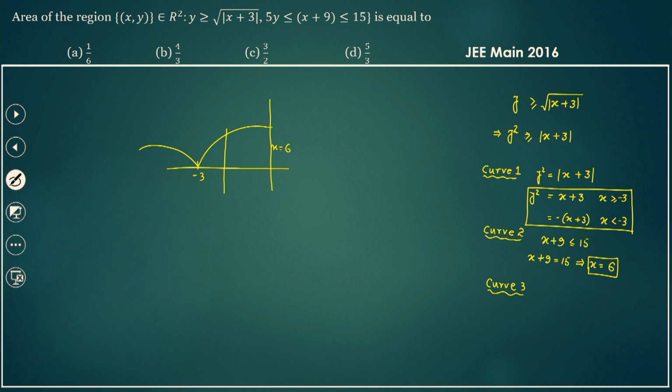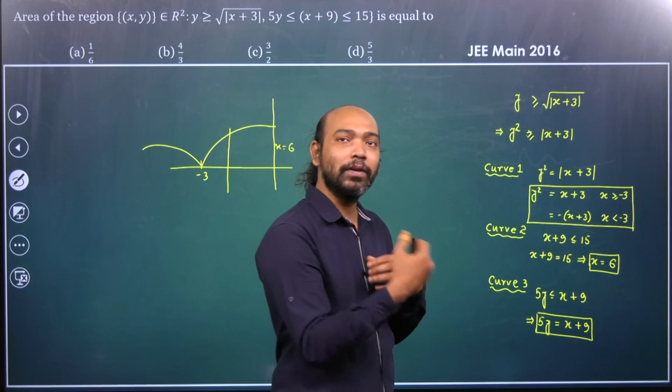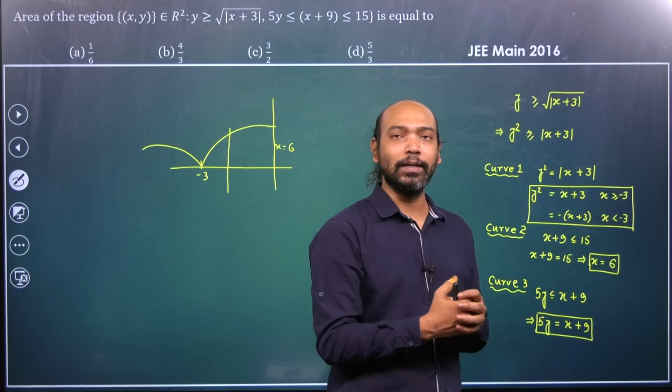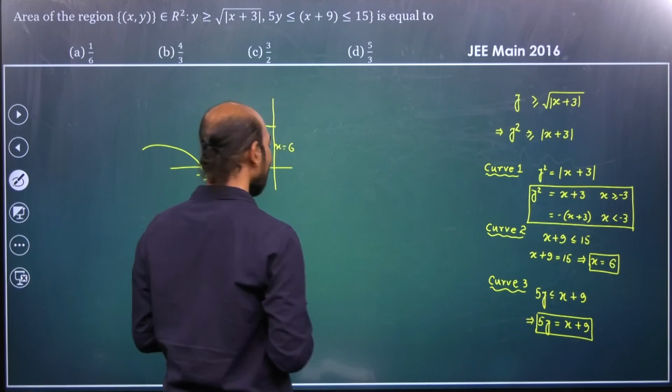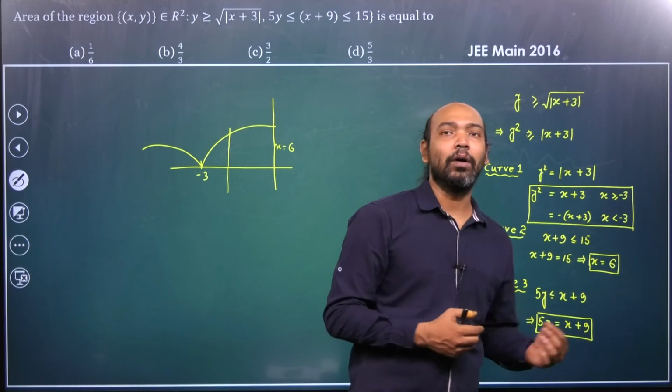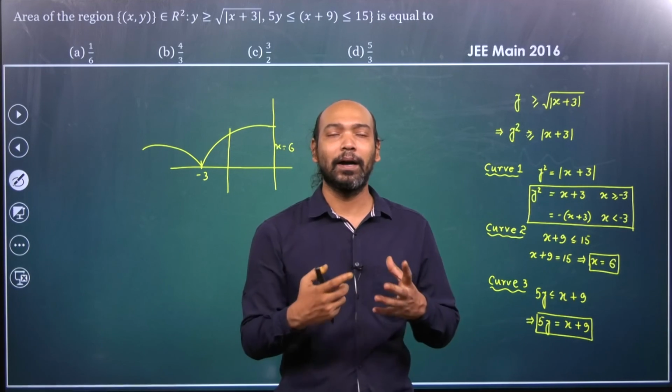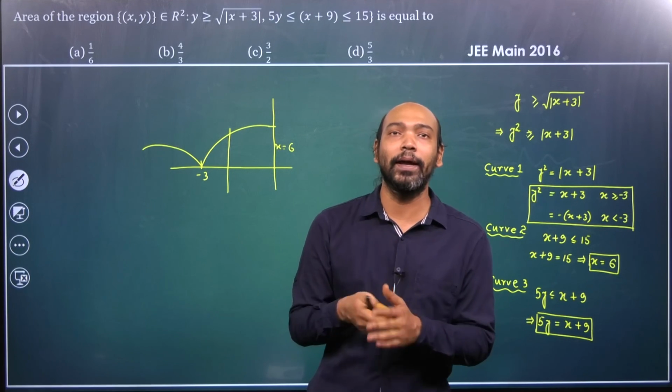Now curve 3 says 5y is less than or equal to x plus 9. That implies our curve is a straight line, which is 5y equal to x plus 9. These are the curves or lines we need to draw, and we need to understand the area bounded by them. Now, what about this line y equal to (x plus 9) by 5? It has a slope of 1/5 and passes through the point 0, 9/5.